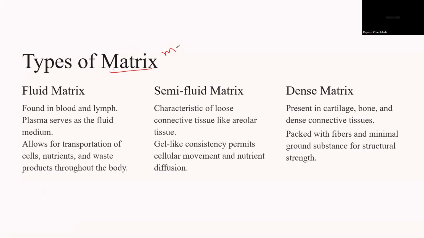What is a matrix? Medium. Type number one, fluid matrix, means this medium is fluid in nature. Blood and lymph. In lymph tissue and blood tissue, the matrix is fluid, and that is why blood is liquid in nature. Your blood is liquid because its matrix is fluid. And this matrix allows transportation of cells, nutrients, and waste products throughout the body.